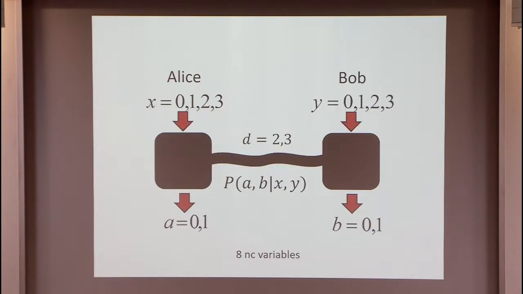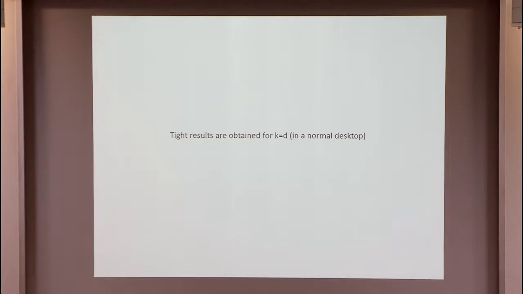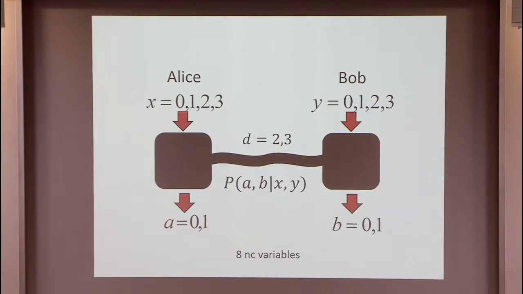And with these ideas, we started studying situations where you have 8 non-commutative, non-trivial variables, in dimensions 2 and 3. And we obtained results for k equals 2 in the case of dimension 2, and k equals 3 in the case of dimension 3, on a normal desktop. So this is something that nobody in quantum information had been able to give you an approximation of.